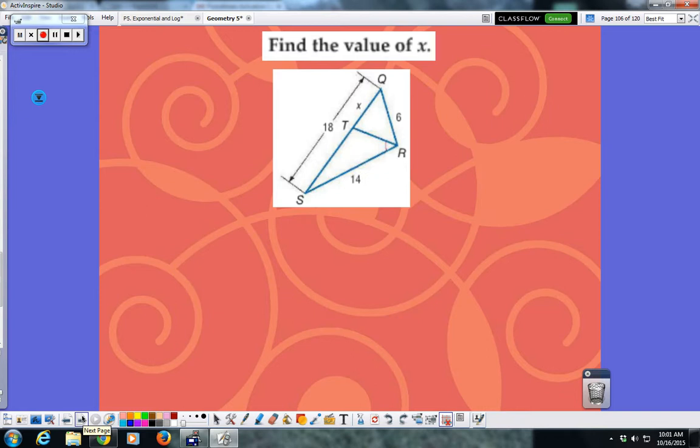Here's an example, and it got cut off, but this is an angle bisector. It cuts that angle perfectly in half.